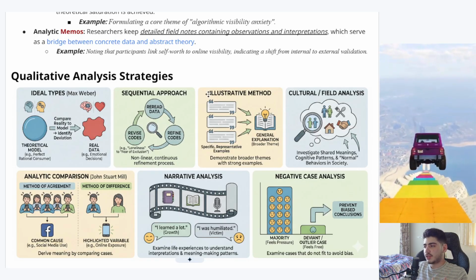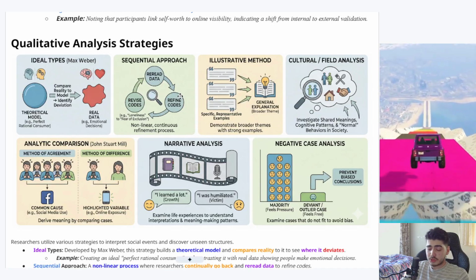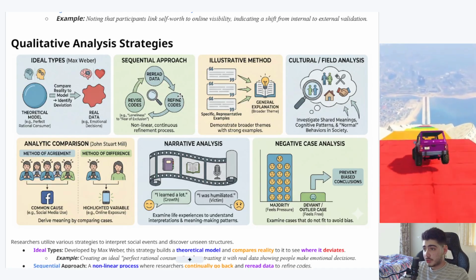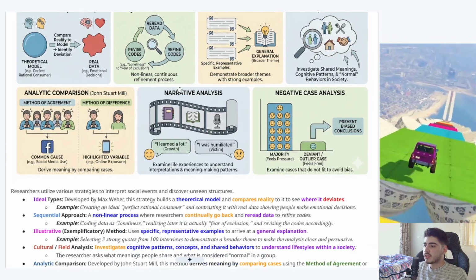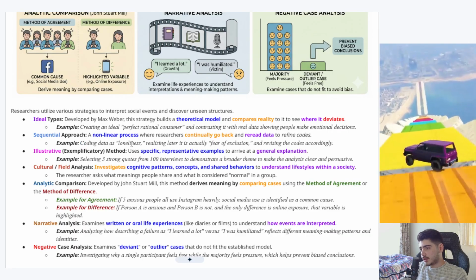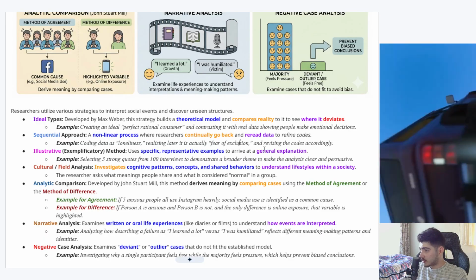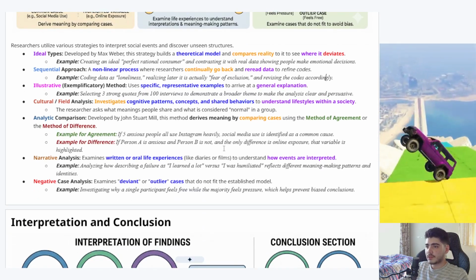So nothing is actually concrete, nothing is fixed. Your research will be dynamic. You will have to reiterate through everything. So to reiterate, coding data as loneliness, realizing later it is actually fear of exclusion, and revising the codes accordingly.